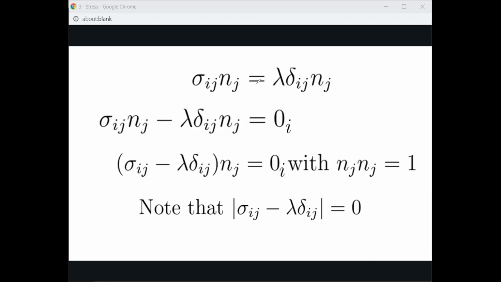Sigma ij nj equals lambda, which is the eigenvalue. Okay? This one is a scalar. And delta ij, this one is the Kronecker delta. Okay, as a recall, it has a value of 1 only if i and j are the same and 0 if they are not the same. And of course, nj. Okay, now moving everything to the left-hand side of the equation, we get this one.